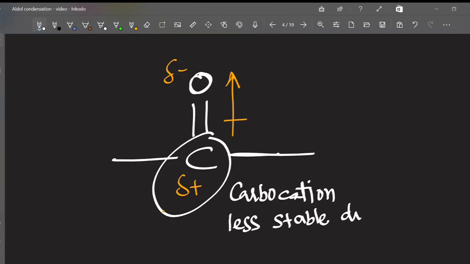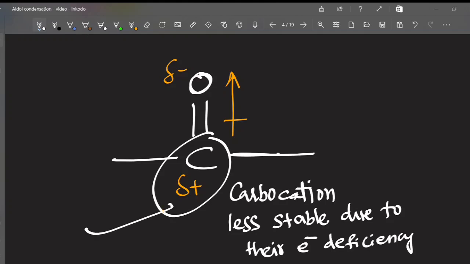What is the reason for that? This is due to their electron deficiency. When can we expect a positive charge on any atom? When it has some kind of deficiency. Here you can see carbon with a positive charge, which means the carbon is now electron deficient. Electron deficient species are generally considered electrophiles. So in this carbonyl group, the carbon is behaving as an electrophile. We can call it the electrophilic carbon.